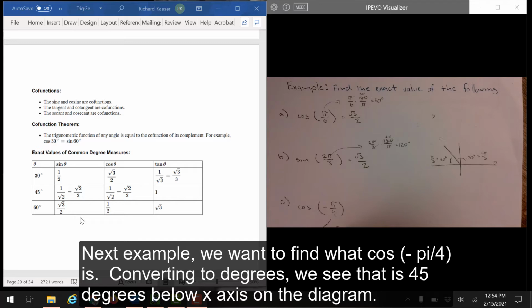Next example, we want to find what cosine of negative pi over 4 is. Converting to degrees, we see that it is 45 degrees below the x-axis on this diagram.